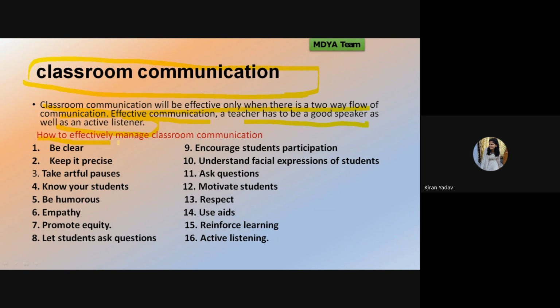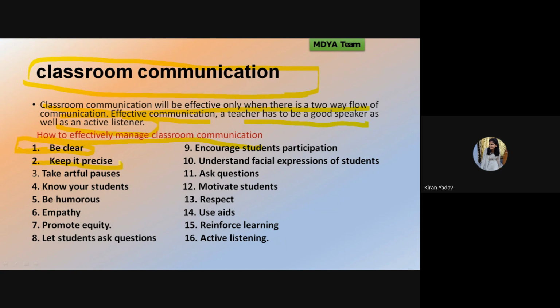How to effectively manage classroom communication? First one is be clear. When you, as a teacher, are clear about what the goal is and what you have to do, then you will be better able to communicate, better able to teach or study.